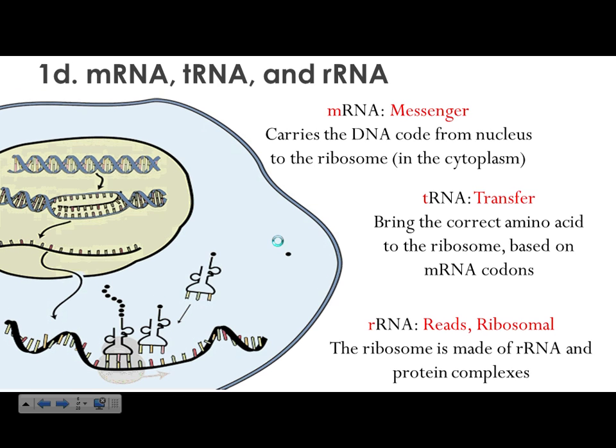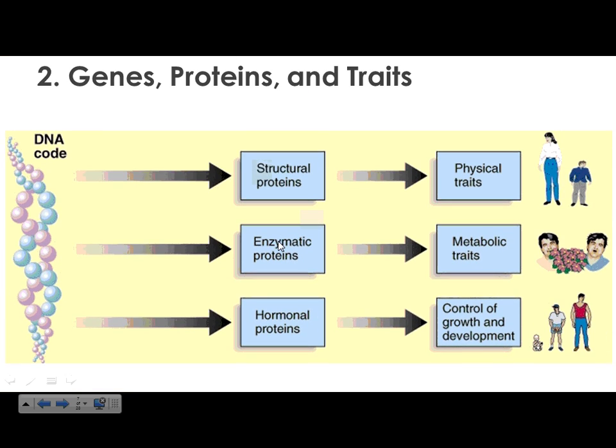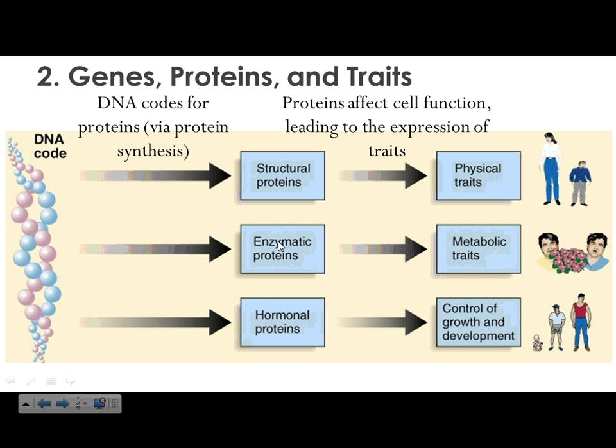Next question, what is the relationship between genes, proteins, and traits? So here we see that we have a DNA code, and that DNA code codes for proteins, and we make those proteins with protein synthesis, the process that we just outlined. Each of these proteins affects cell function, and it leads to the expression of traits. So first we have DNA that codes for structural proteins. Structural proteins lead to your physical traits, so your hair color, your eye color, your skin color, those type of physical traits.